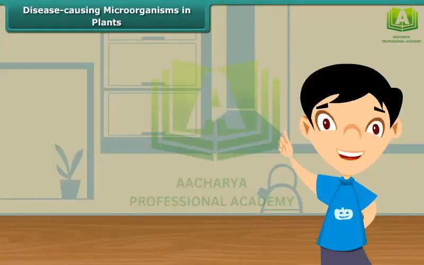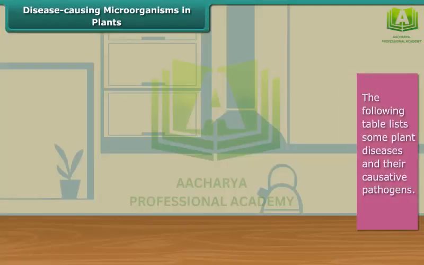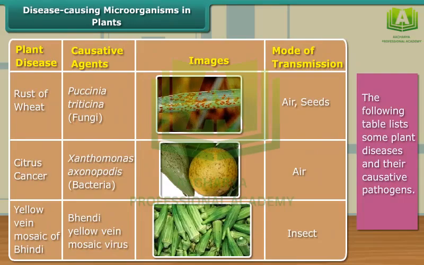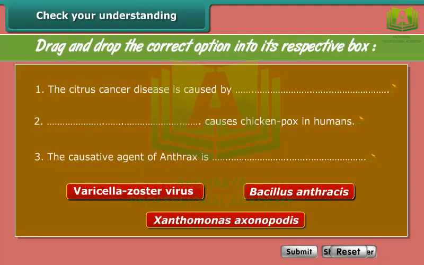Now let's learn about diseases caused in plants. There are several microorganisms which cause disease in various plants. The table contains some widespread plant diseases and their causative pathogens. Drag and drop the correct option into its respective box.